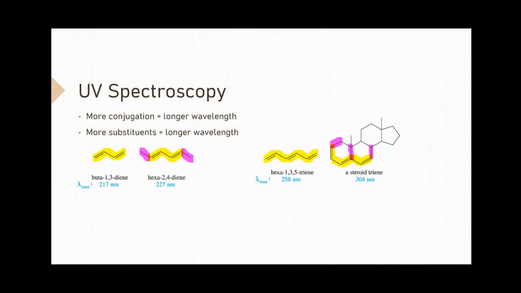Okay. So with UV spectroscopy, it's about wavelength. If you have conjugation, you're going to see a longer wavelength. More substituents also means longer wavelength. So here's an example: this regular diene versus this with substituents. By adding substituents, I increase the wavelength. Also, if I compare this diene with this triene, by adding more conjugation, I'm also increasing the wavelength as well.